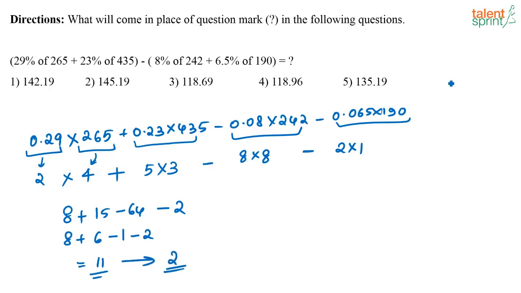So the digital root is 2. Now check with the options. Check if there is only one option which has this digital root. Which one is that? See, 142.19. What is the digital root here? 9 is gone. Then you have 4, 5, 6, 7, 8. 8 is the digital root here. Now if you look at this option, 9 is gone. This also adds to 9, gone. So here the digital root is 2.